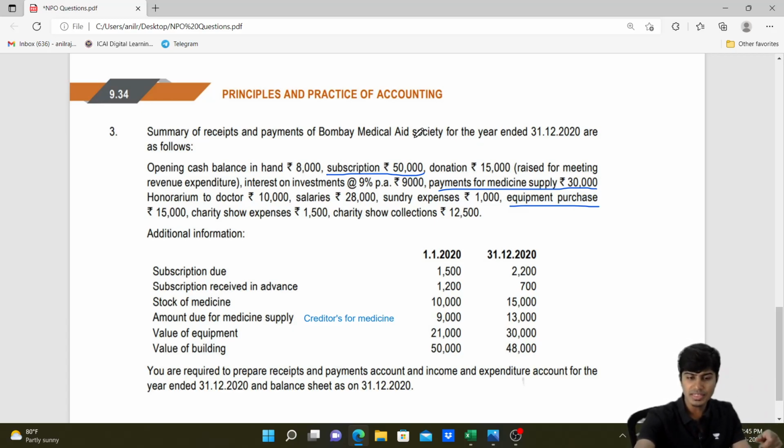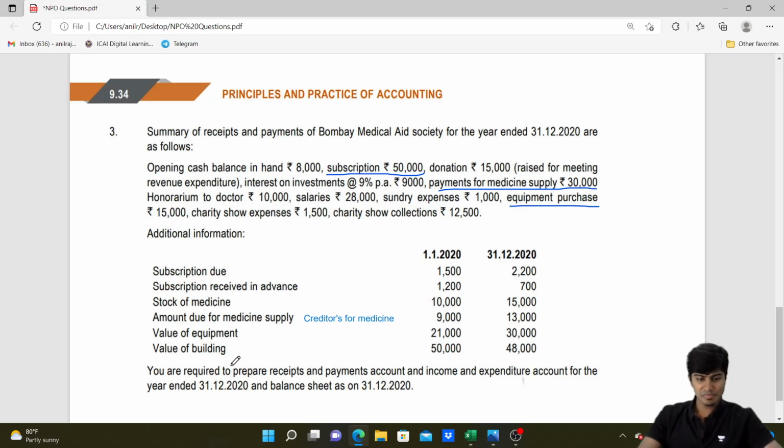Get that? So in this question, they've given us the purchase of equipment. If there is sale of equipment, that would have been given to us as part of our receipts and payment summary. They have not given it there, so we'll assume that it is not there. Got it? Then we have value of building. There is no adjustment, 50 and 48. So the difference will definitely be depreciation. There is no purchase, there is no sale, unlike equipment.